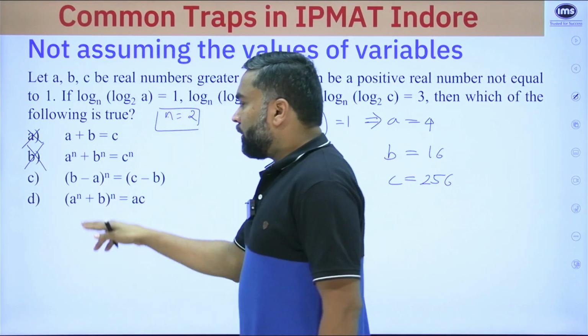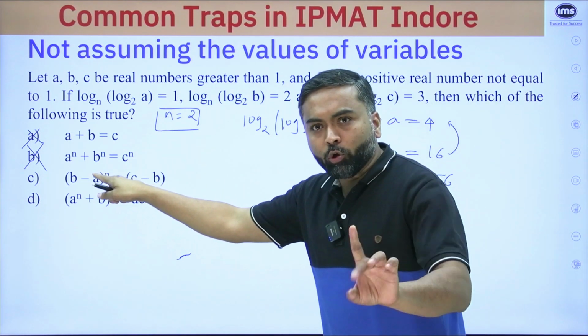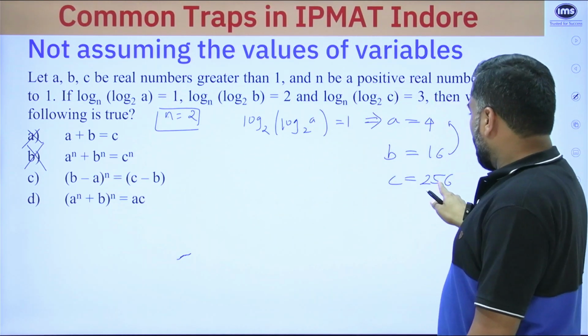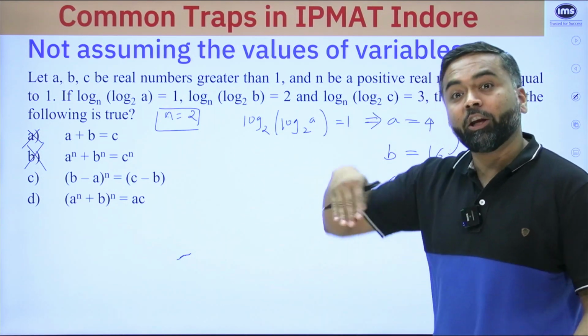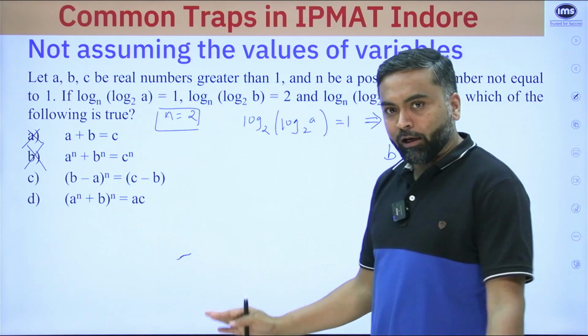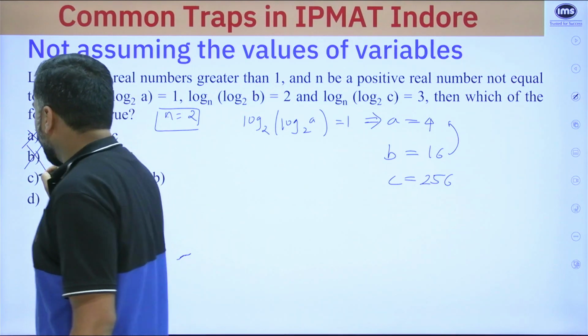Correct? Now what is b minus a? This is 12. 12 raised to 2 is 144. 256 minus 16 is anyways more than 144. Raised to 2 will not be the answer. Correct? And hence option C also gets eliminated.